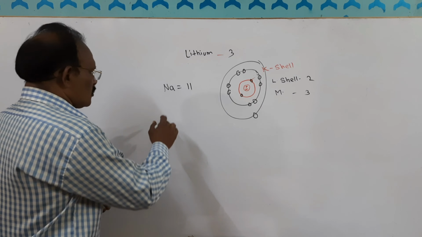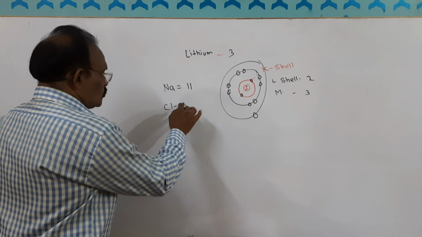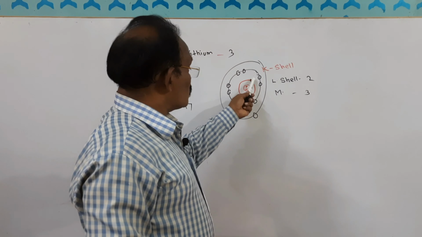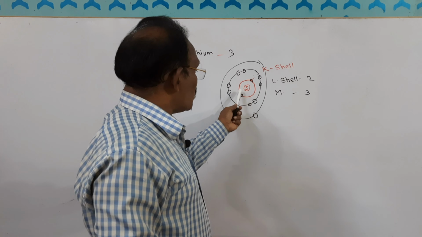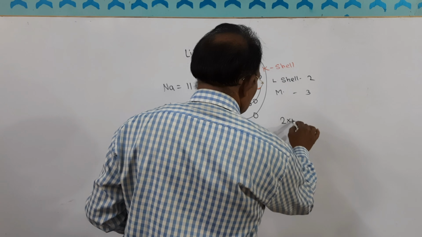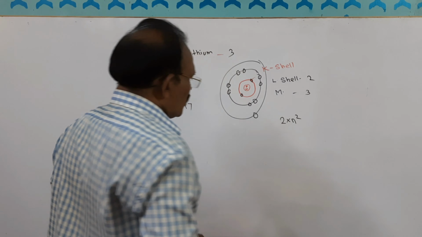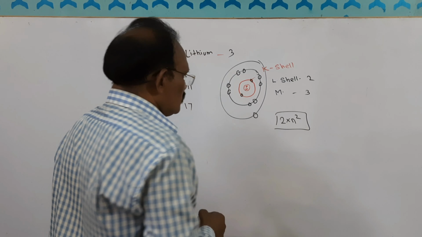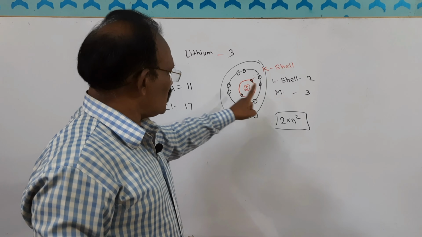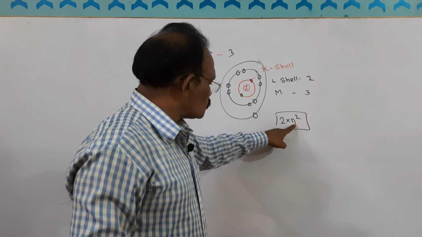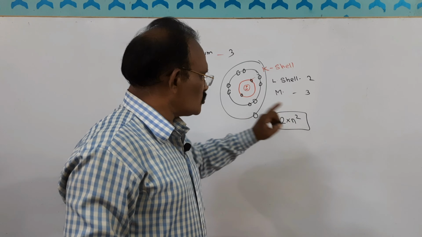Now take the example of chlorine. Chlorine, I think, is 17. Now 2 is already there. So see, the arrangement will go by a mathematical calculation as 2n square. What is n? n means the number of the shell. For first shell, n is equal to 1. For second shell, n is equal to 2. For third shell, n is equal to 3.